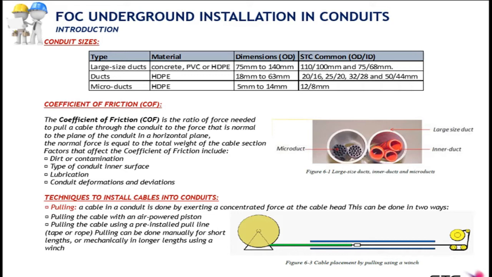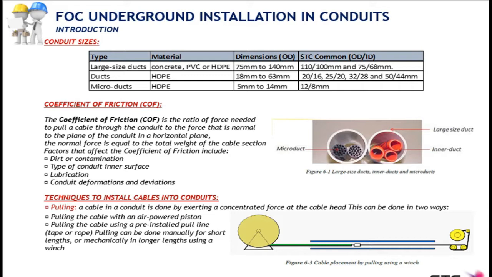Then for microducts, there is a common understanding on the size. Between 14 and 18 millimeters is the borderline between microducts and ducts. In STC we only use one type of microduct so far, that is the 12/8.